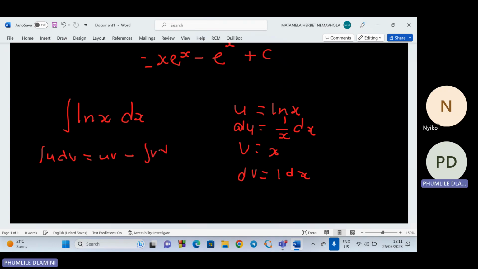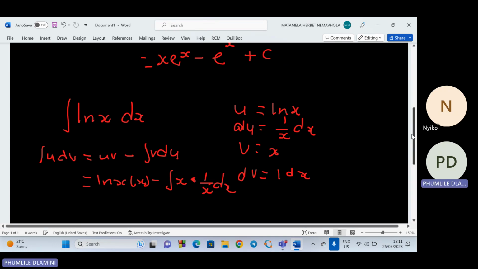So now I can use my formula, which says that the integral of u dv equals uv minus the integral of v du. Then if we substitute, our u is going to be ln x, times v which is x, minus the integral of v, which is x, times du, which is 1 over x dx.